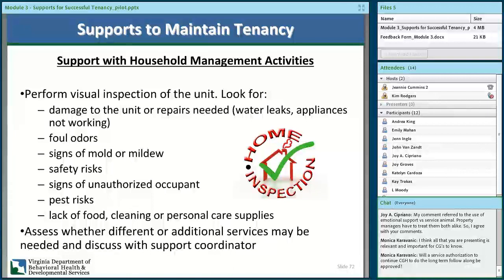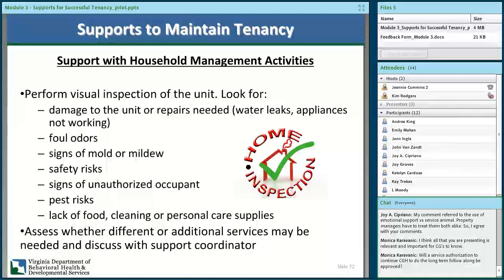clothing. Also look for signs of mold or mildew, and for safety risks, such as no battery in the smoke detector, outlets with multiple cords, rips or tears in the carpet, dryer vents or furnace filters that have not been cleaned, or a cluttered HVAC closet. Keep an eye out for signs of unauthorized occupants, such as an extra bed or shoes and clothes that don't belong to the individual. Look for pest risks, such as dirty dishes piled up, trash not properly disposed of, floors not swept or cleaned. And finally, check whether the individual lacks food, cleaning, or personal care supplies.